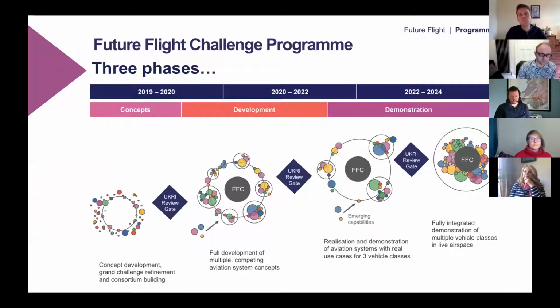Thanks. So we're tackling the challenges with a collaborative program and creating a new community dedicated to future flight that didn't really exist before. We have a 4-year program being delivered in 3 phases. The first phase is focused on concept development, engaging beyond traditional aerospace and aviation to bring in relevant players to build a future flight community that is diverse. The second phase, which is the phase we are in now, is a development phase where we have awarded funding to 48 projects developing multiple and competing aviation system concepts.